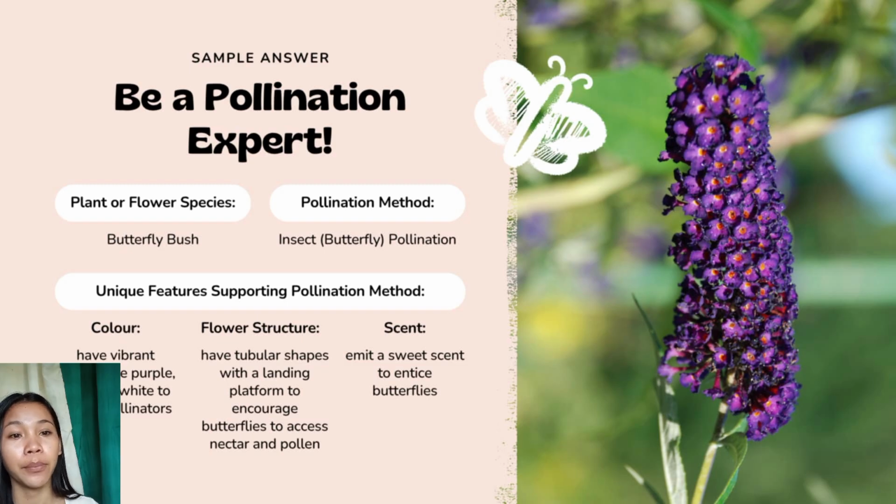So, Be a Pollination Expert. We have the plant or flower species, we have the pollination method, and we have the features supporting the pollination method. All you have to do is do the activity and answer like this. And now, before we move on to another explanation about pollination, I have a video here of the process of pollination.